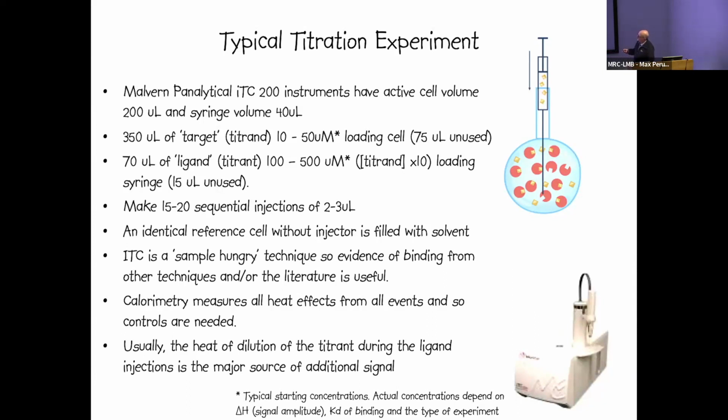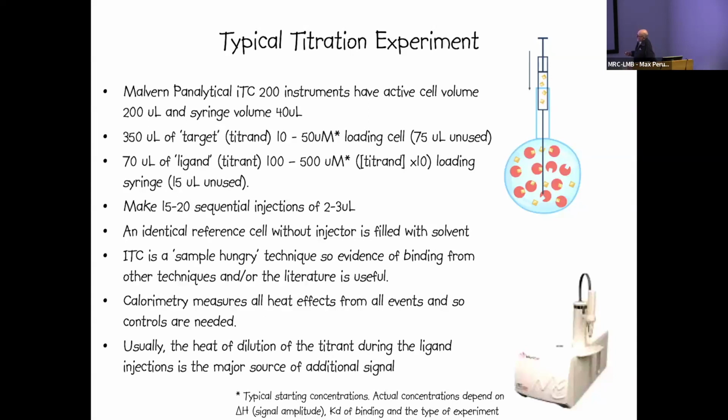So you can see already, probably a lot of people's jaws are sort of hitting the table there. ITC is a very sample-hungry technique. And so often it's used once evidence of binding from other techniques or the literature is well established. So it's not something that you might use as a primary tool if you were, for example, trying to find proteins that interact. You're going to end up burning through a lot of material.